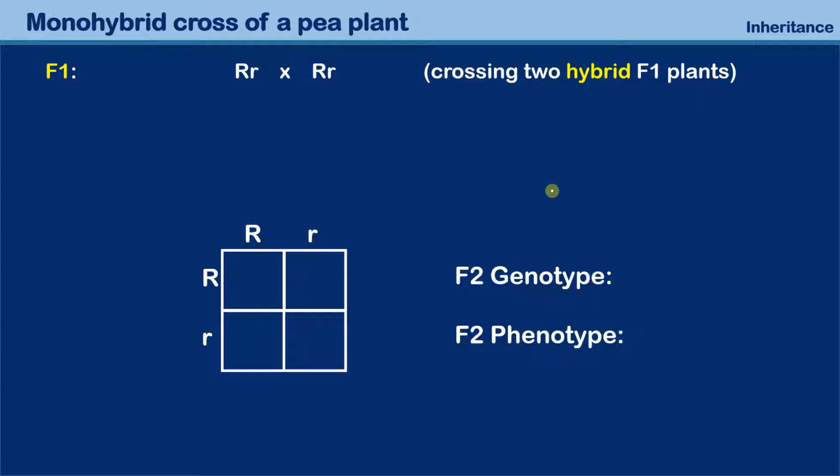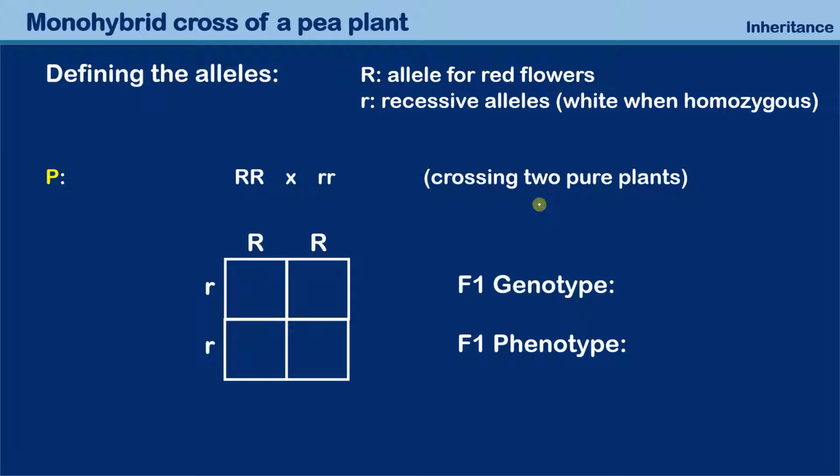Let's now cross two pea plants together. I'm actually on the wrong slide here. That's the slide where I have to start. So it's a monohybrid cross of a pea plant. Monohybrid, as I explained, refers to a single factor cross. So we only look at one characteristic, and in this case, we look at flower color.